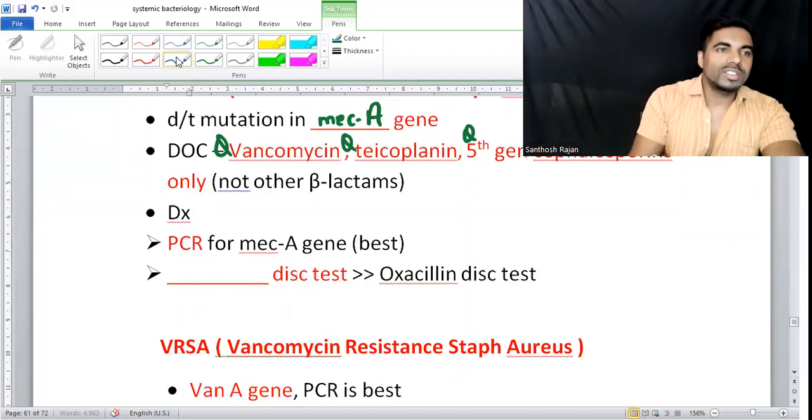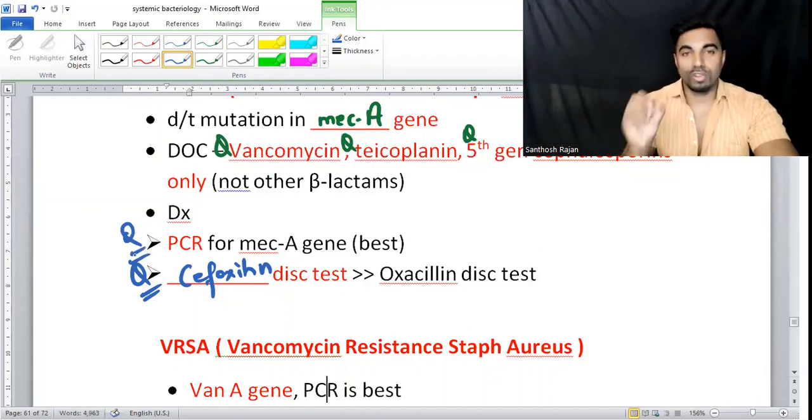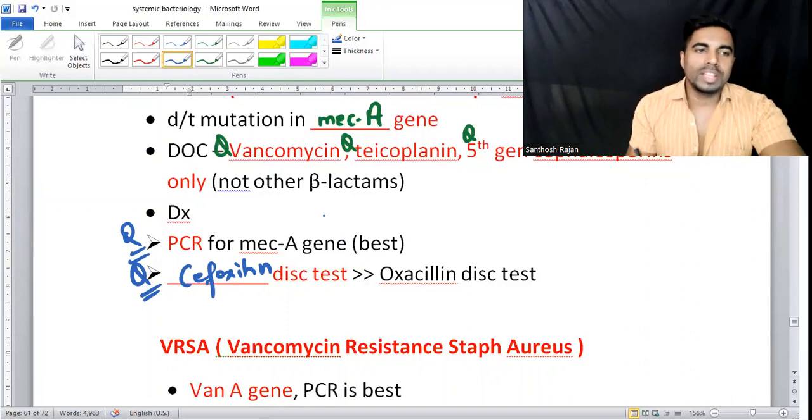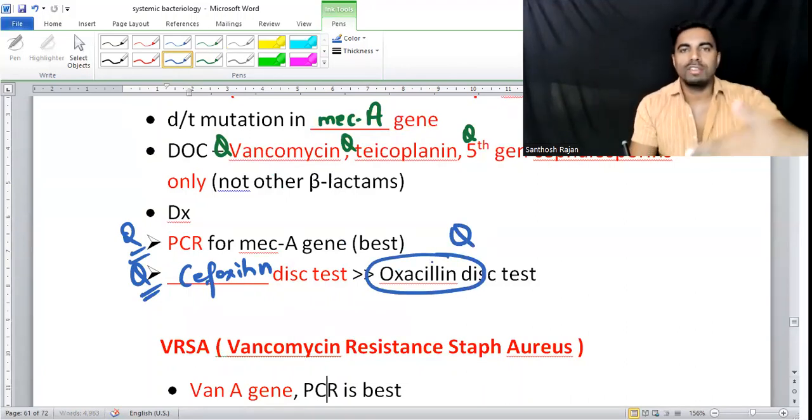And one more test we have is cefoxitin. This test is one of the important tests for diagnosing MRSA. It represents methicillin resistance. Based on the size, if it is resistant, less than 23 or 25, we say it is MRSA. Cefoxitin and oxacillin, this all will be your question. Oxacillin option: which of the following can be used, and they can give all of the above.